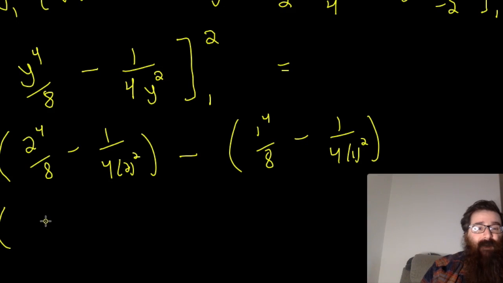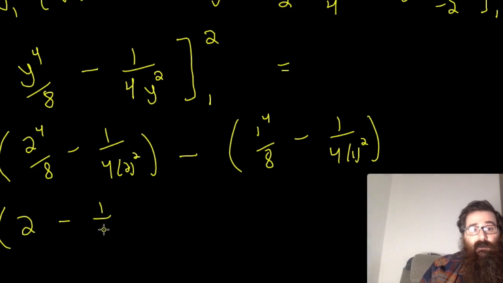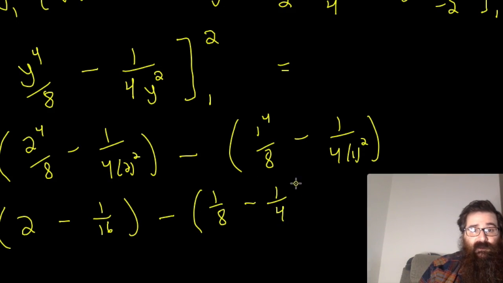Now 2 to the 4th divided by 8 is going to give me 2. And here I get minus 1 over 4 times 2 squared is 4 times 4, which is 16. And then in my other parentheses, I'm subtracting away. I have 1 to the 4th is 1, so that's 1 over 8. And then minus 1 over 4 times 1 squared is 1 over 4 times 1, which is 1 over 4.